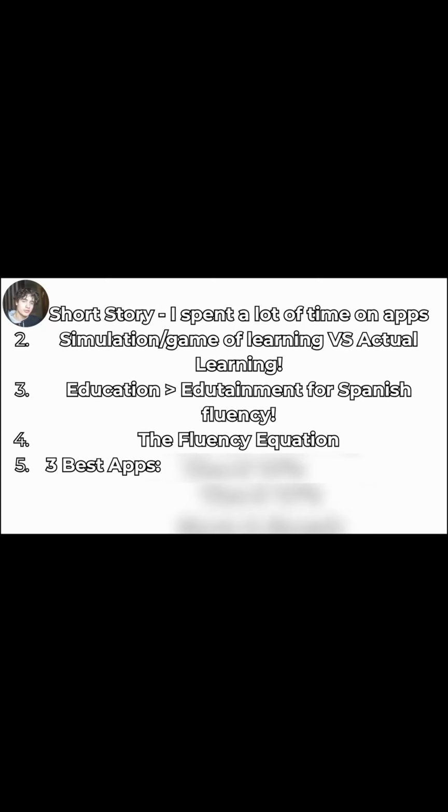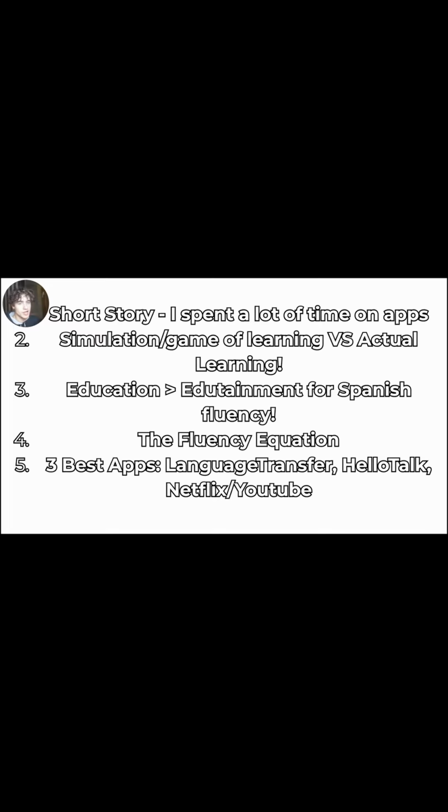Let me tell you the actual 3 apps that do work, meaning the 3 apps that are most conducive to learning Spanish. Basically, the apps that implement the fluency equation the best. So these are the apps that I actually personally used to learn Spanish, okay? So the first one is Language Transfer. Language Transfer is this Audible course, which is completely free, which is really good for me. All 3 of these are completely free, except for maybe Netflix.